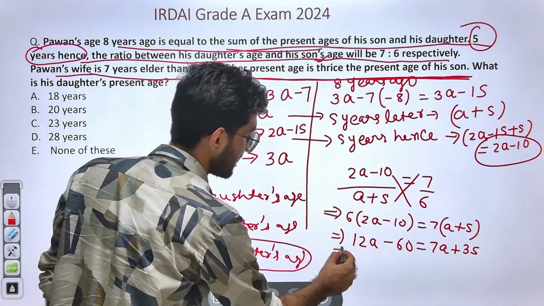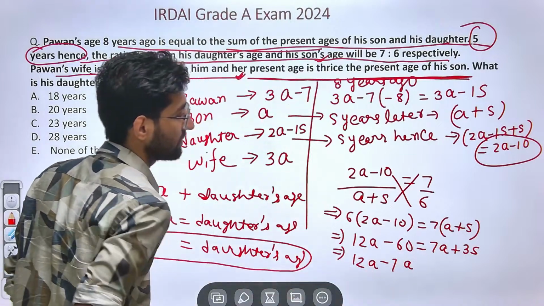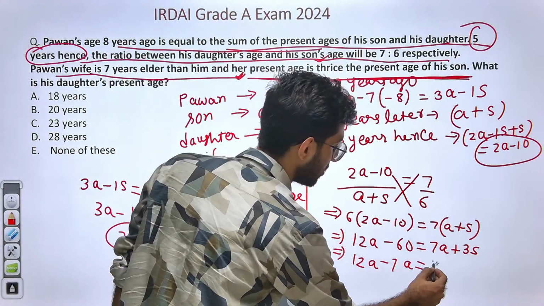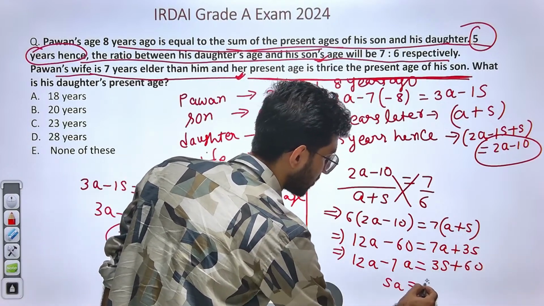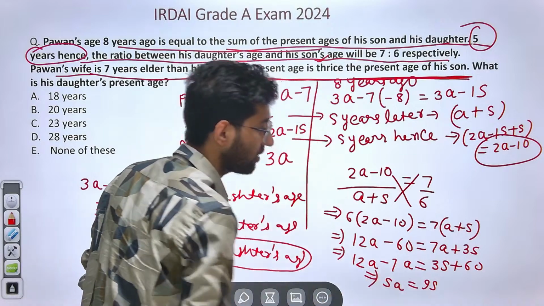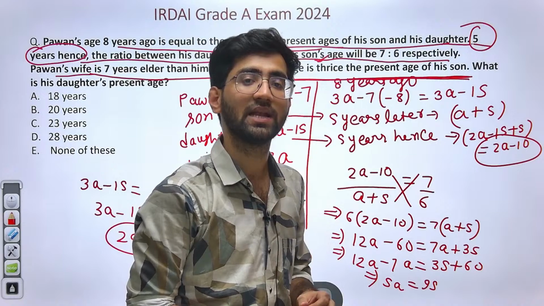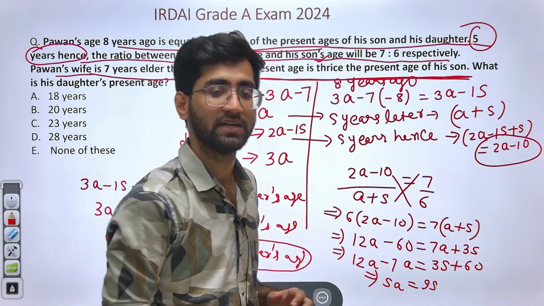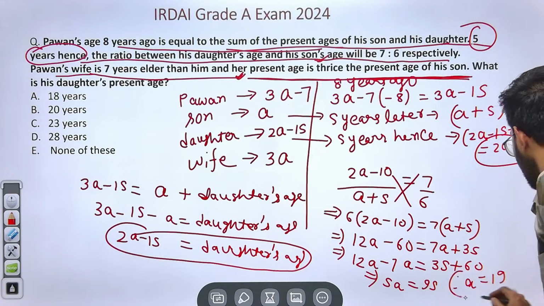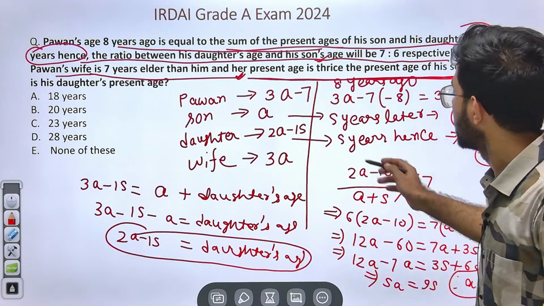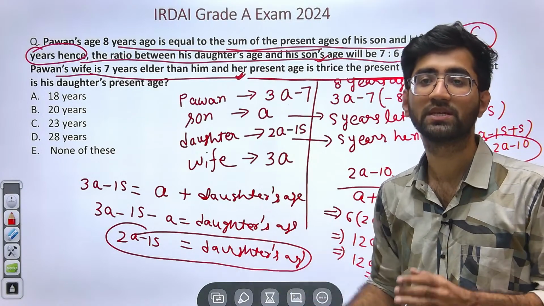So we can write 12a minus 7a equal to 35 plus 60. So 5a equal to 95. If you solve further, a equal to 95 by 5. So the value of a is equal to 19. But whenever you get the value of a, don't try to choose the options in a rush.